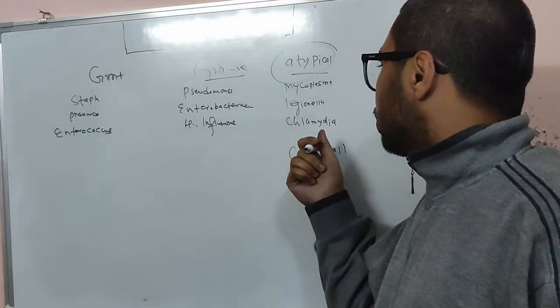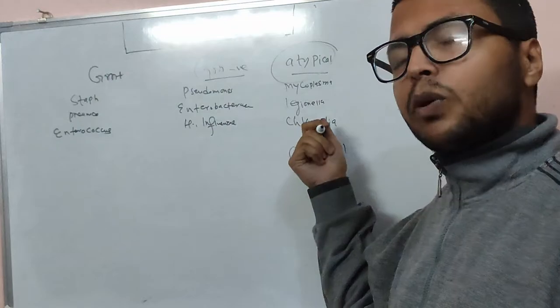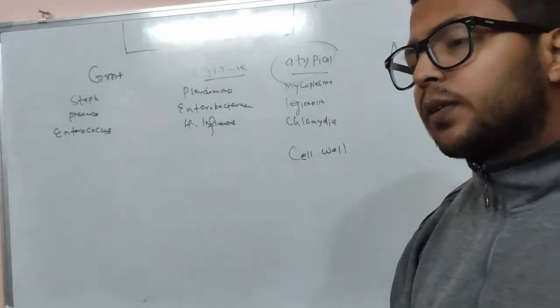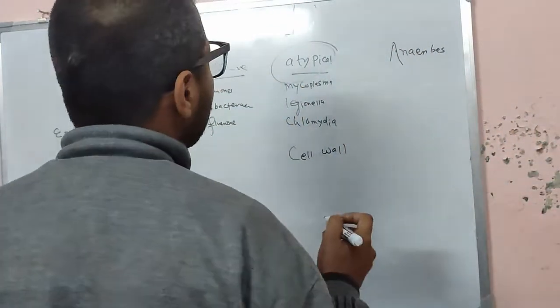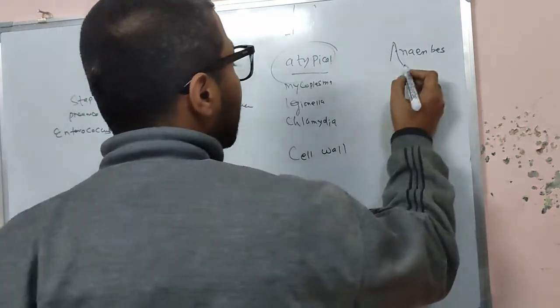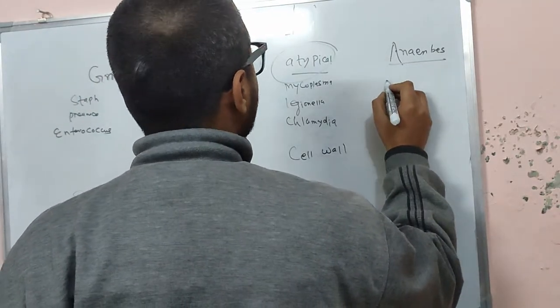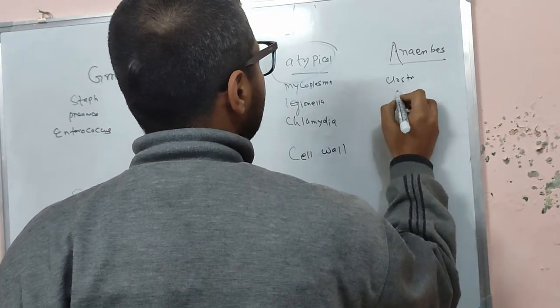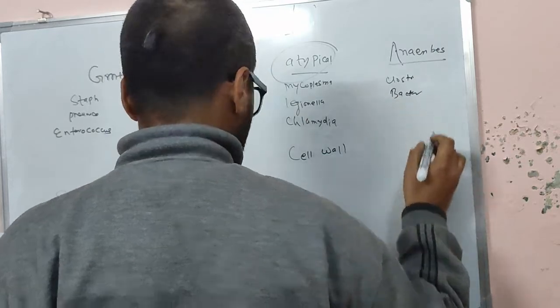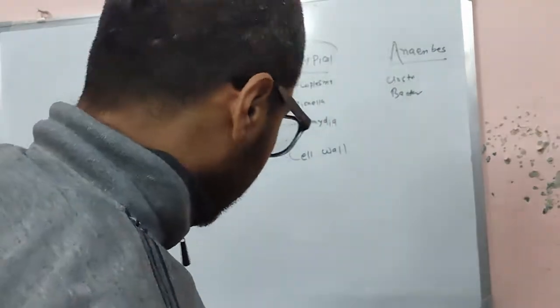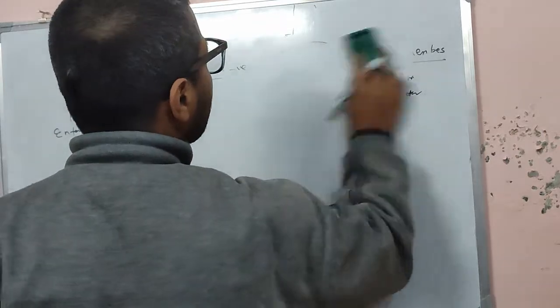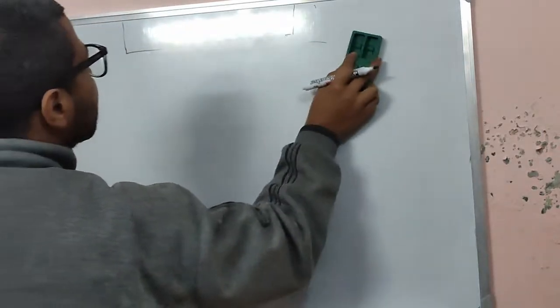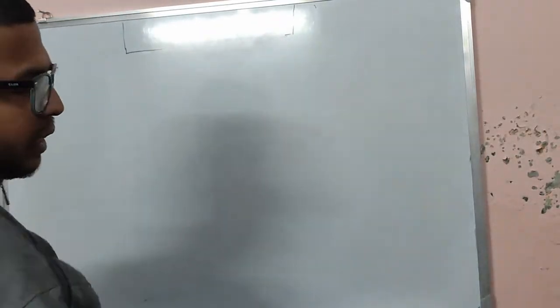But this does not have a cell wall, so it will not be effective against this type of bacteria, okay? Now, tell me some anaerobic bacteria: Clostridia, Bacteroides, okay? These are some basic things that we already know, and now let's discuss antibiotics properly.